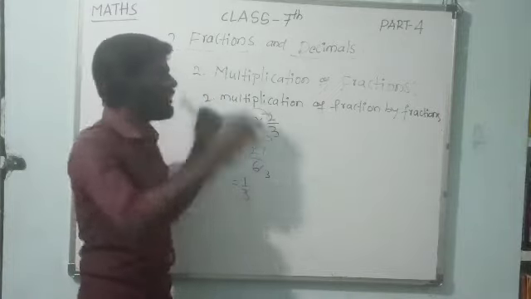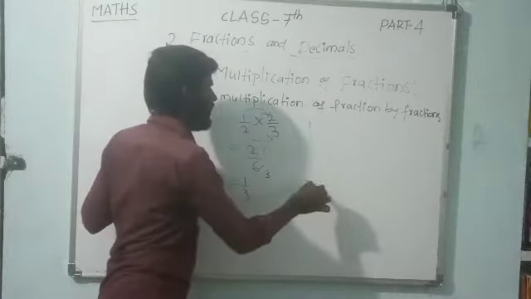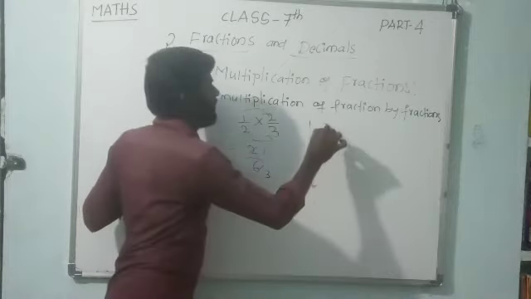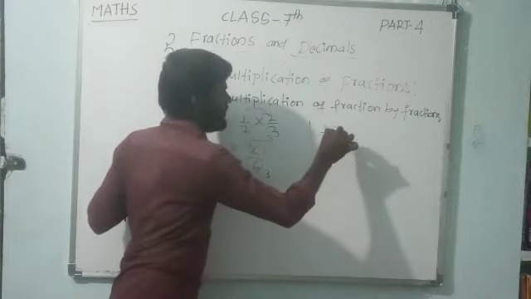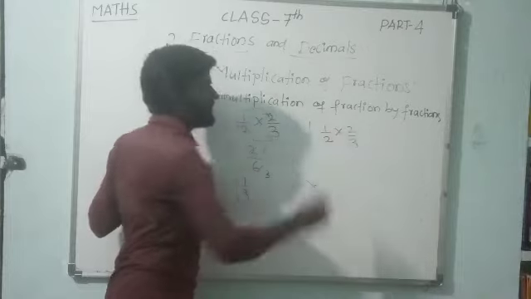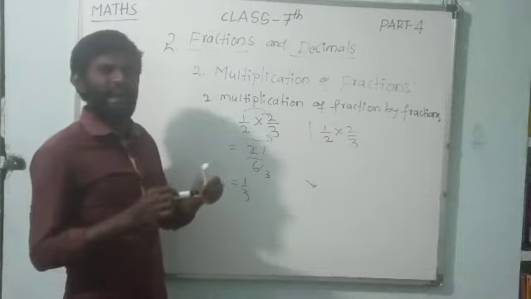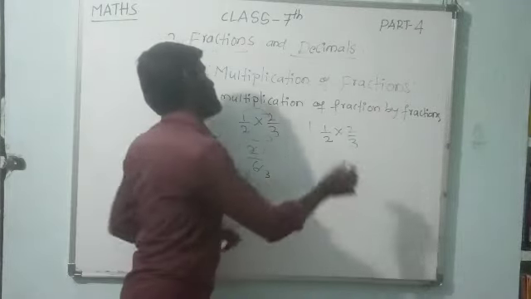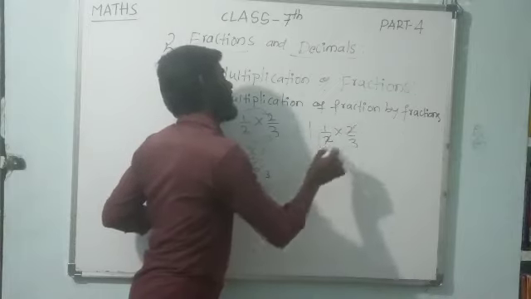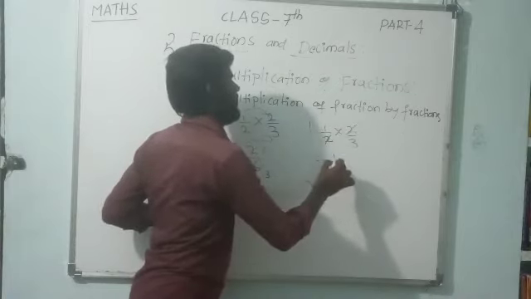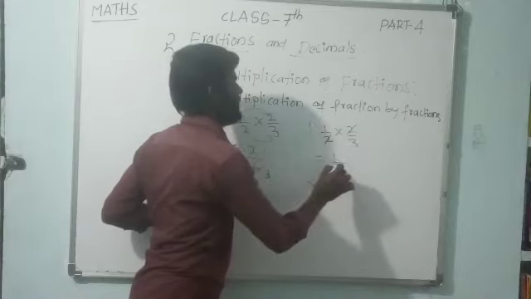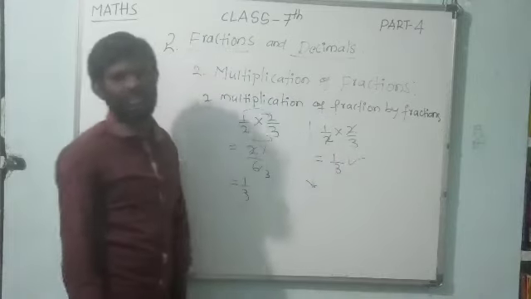In another way, 1 by 2 into 2 by 3. Let us make it cancel here, children. These two get cancelled. 1 in the numerator part, denominator part is 3. Answer is 1 by 3.